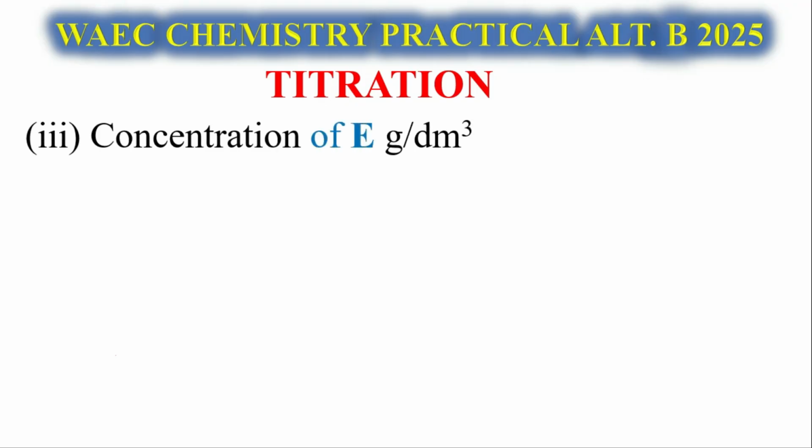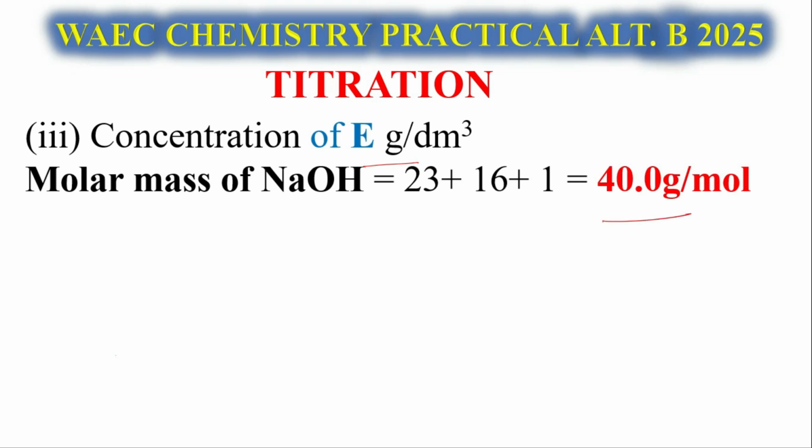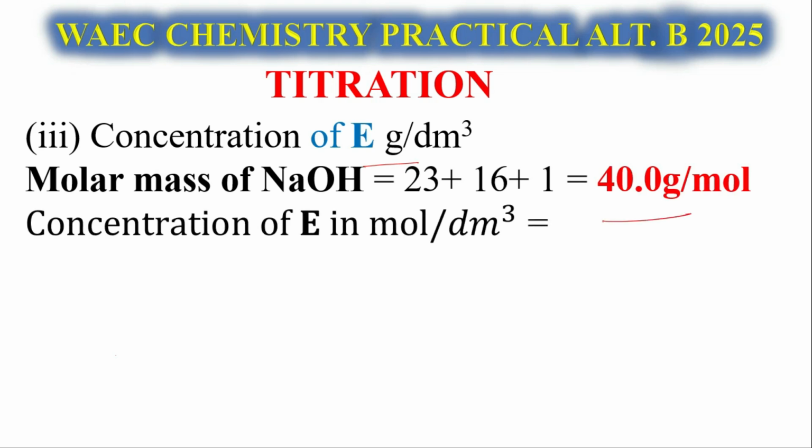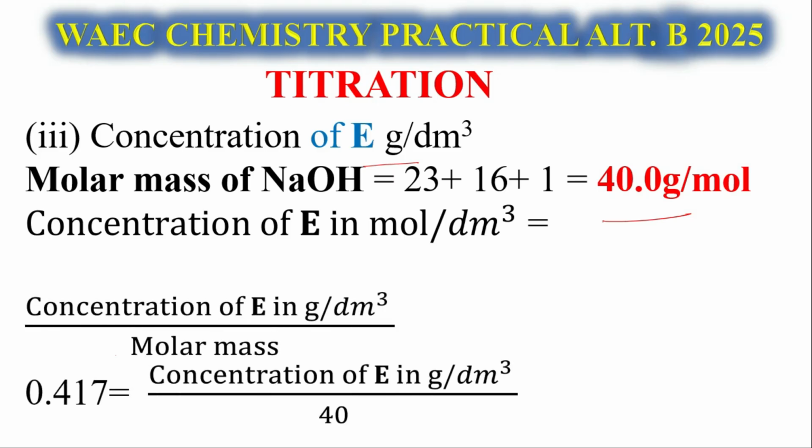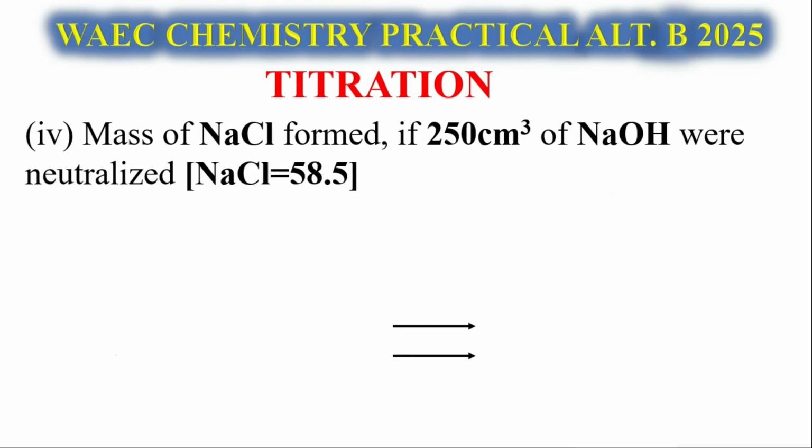Now, the next thing, calculation of the concentration of E in gram per dm³. Our molar mass first. Our molar mass is in gram per mole. That's 40 gram per mole. So use our formula. That will be 0.417 multiplied by 40. That gives us 16.68 gram per dm³.